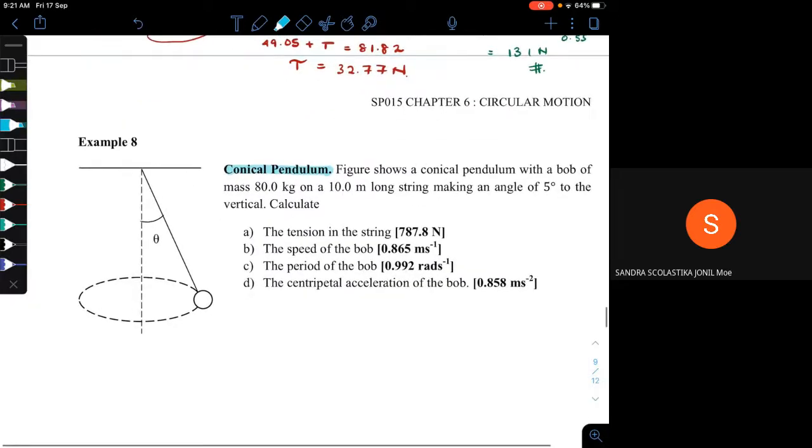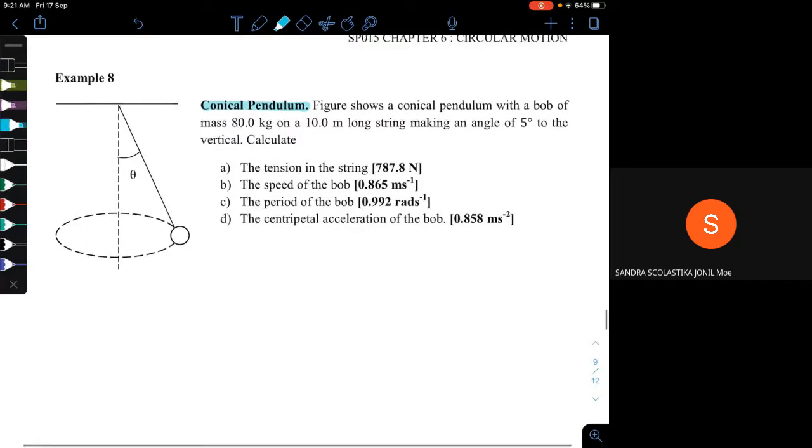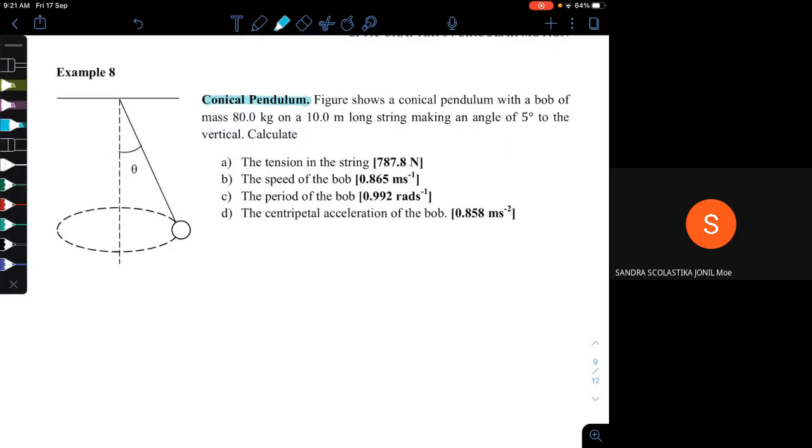Okay, so let's try to take a look at this question. This is quite tricky. Okay, tak apa, kita slow. Okay, so figure shows a conical pendulum. So again we have a conical pendulum. This is a pendulum. So ada string over here. So dia attach to dekat satu point ni and then dia circulate lah. Okay, so ada angle lah dia circulate ni. Tadi tu macam memang straight line je kan, lepas tu dia pusing kan. Sekarang ni dia tergantung dan dia berpusing. Okay, so ada angle. So figure shows a conical pendulum with a bob of mass of 80 kg.